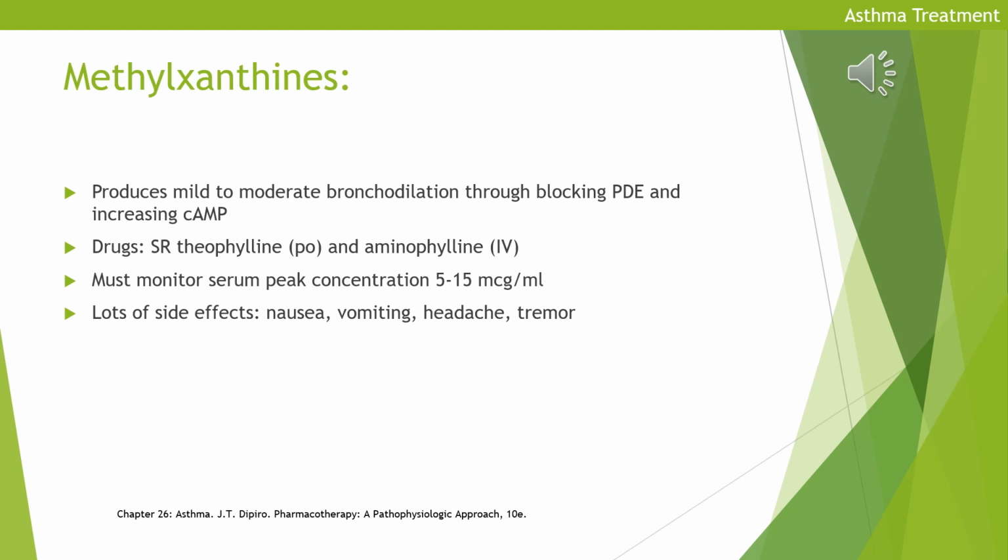This class is different because you have to monitor serum peak concentrations to maintain it between 5 to 15 micrograms per ml. And they also have a lot of side effects, including nausea, vomiting, headache, and tremor. So it's not very tolerable for the patients. Therefore, we rarely use this class of medication anymore for the treatment of asthma.